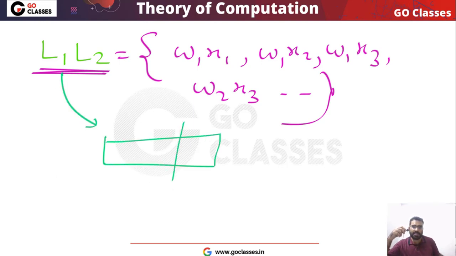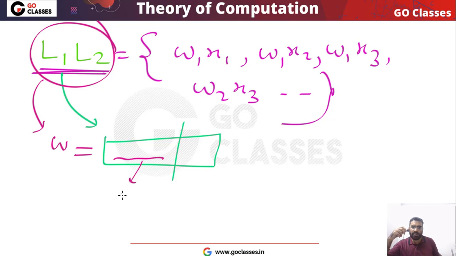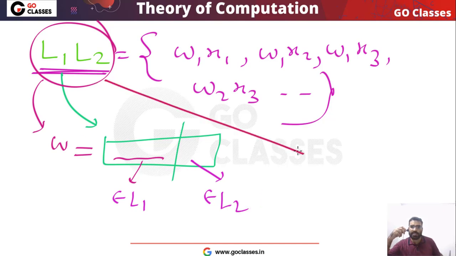Every string in L1 L2 has two parts. One part is coming from L1 and the next part is coming from L2. So in the language L1 L2, every string can be broken into two parts. The first part is coming from L1, the second part is coming from L2.